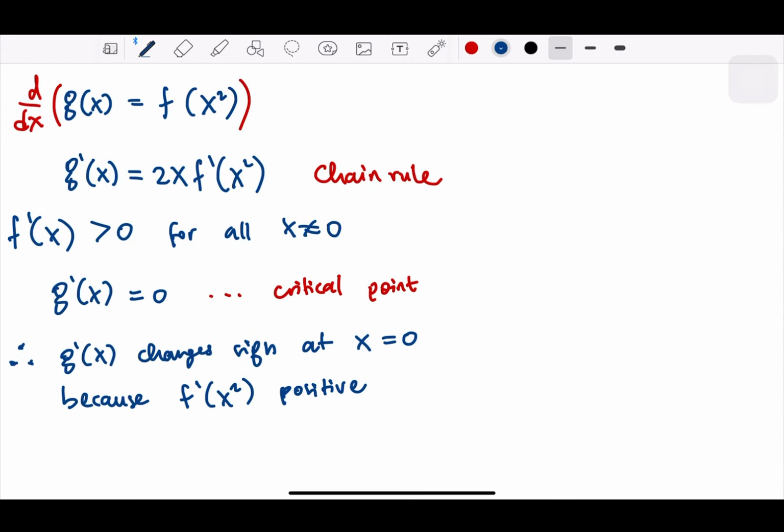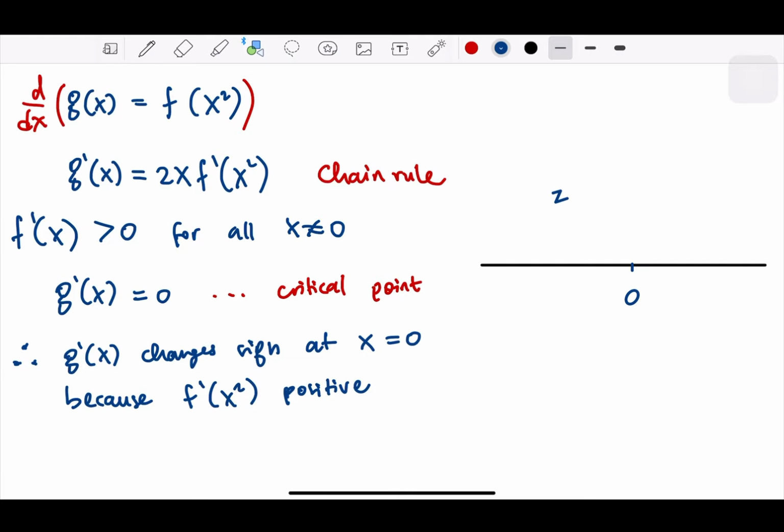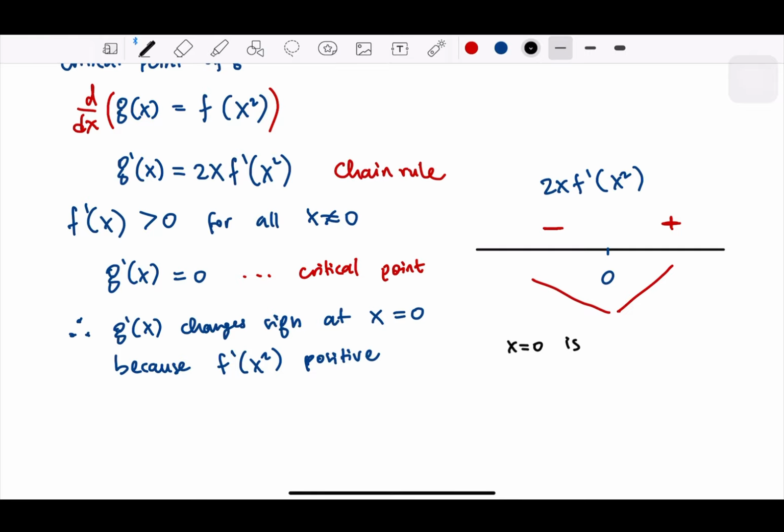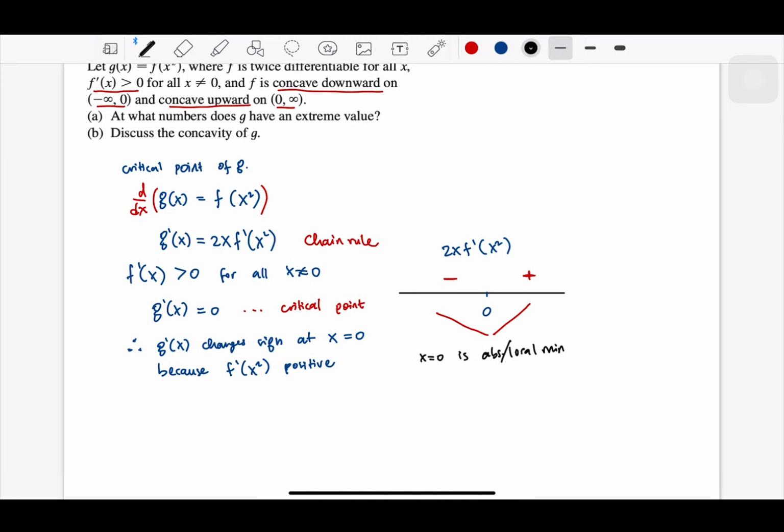And if we look at the number line to check, this is 0, and we have 2x f prime of x squared. When x is less than 0, it will be negative, and when x is greater than 0 it will be positive, so the function goes down, then goes up. So x equals 0 is a minimum, an absolute and local minimum. Okay, and that is the answer for part A.